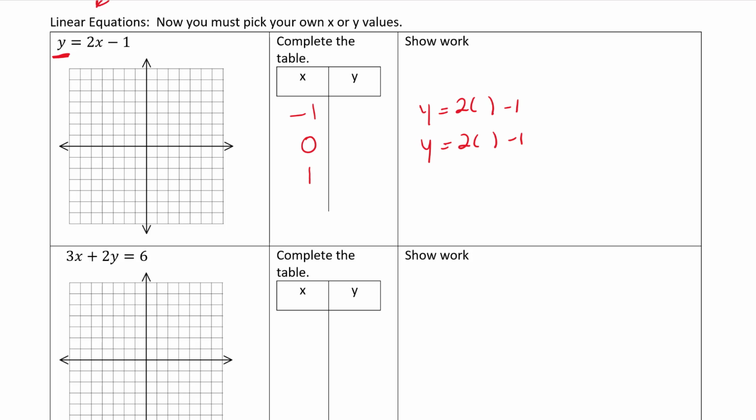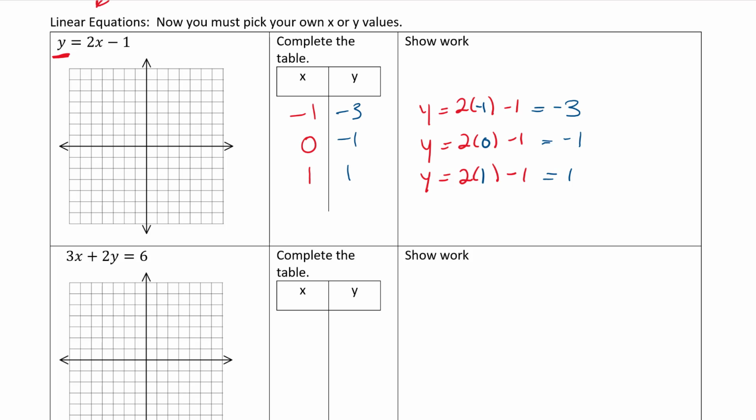If y is already by itself, it's really easy to plug in x values, which I picked -1, 0, and 1. If you need a calculator, you can do 2 times -1, which is -2, minus 1 more, which is -3. 2 times 0 is 0, minus 1 is -1. 2 times 1 is 2, and 2 minus 1 is +1.